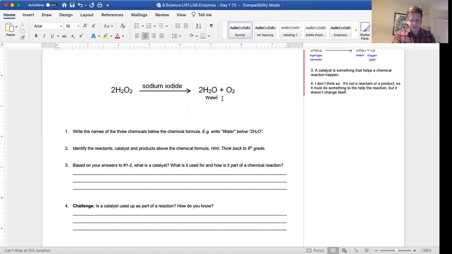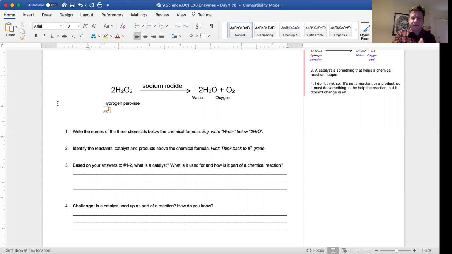And let's go with, this is oxygen, right? O2. And all the way over here, this is hydrogen peroxide, right? Okay, look at that. Now, so we did that.